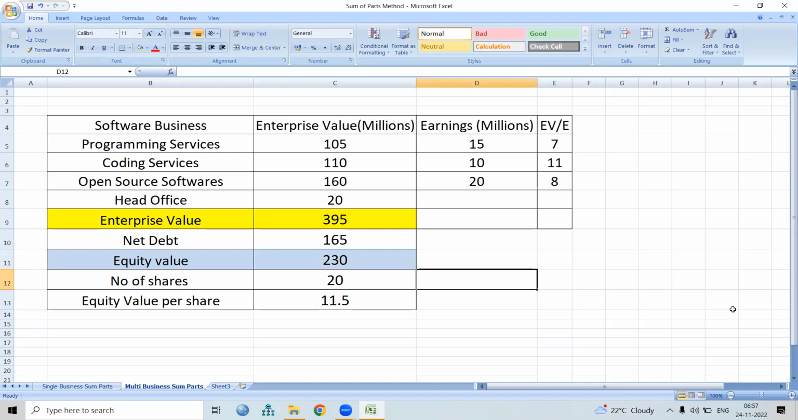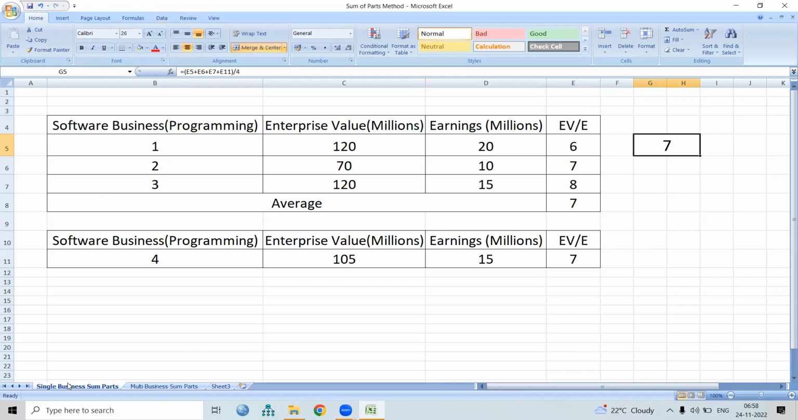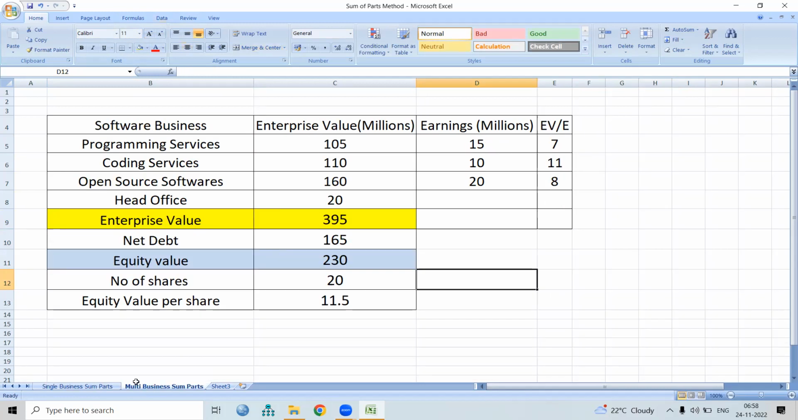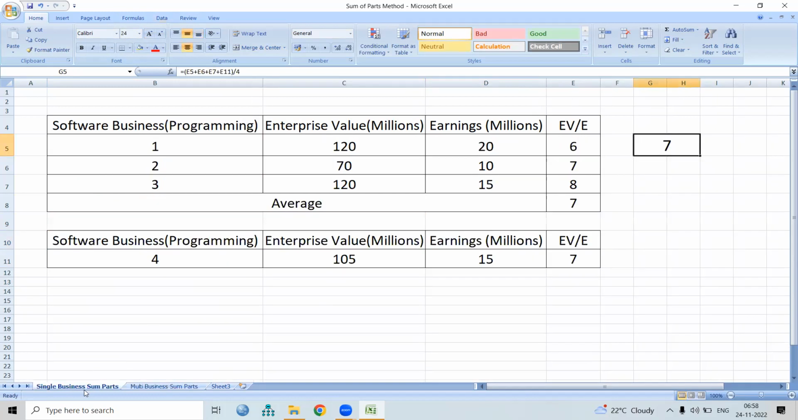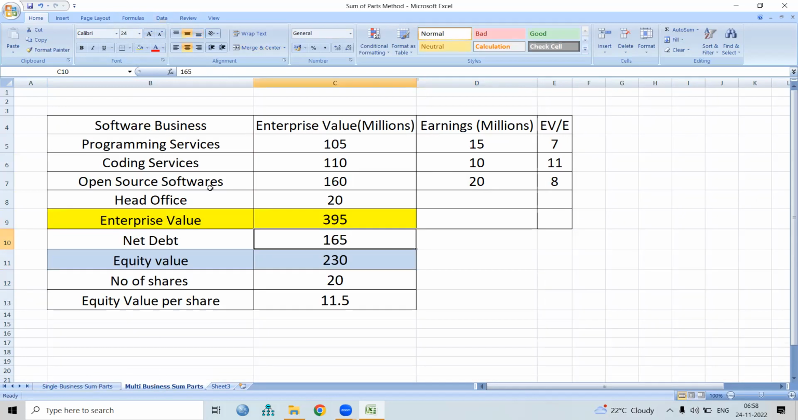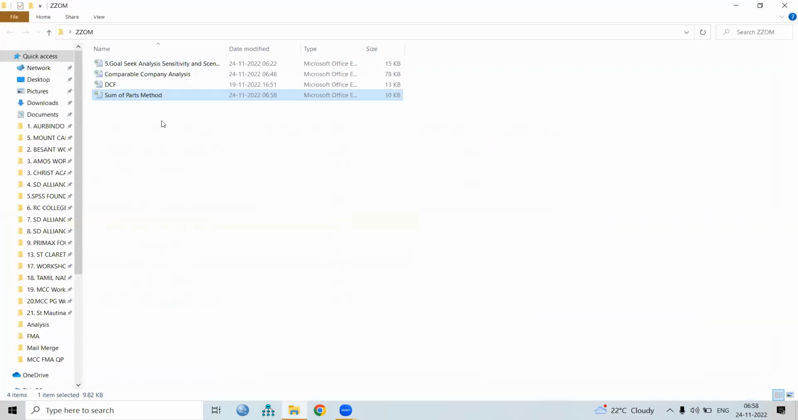So this is how we find out the value of the company based on single business sum of parts method and multiple business sum of parts method, right? Now we have understood both the cases. So let us save this file. Now, having understood this, let's go to the next case. That's basically goal-seek, sensitivity and scenario analysis, right? So let's open this case now.